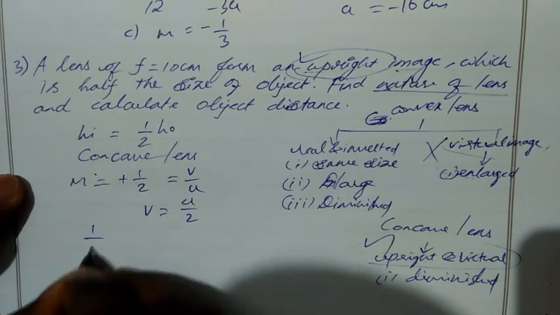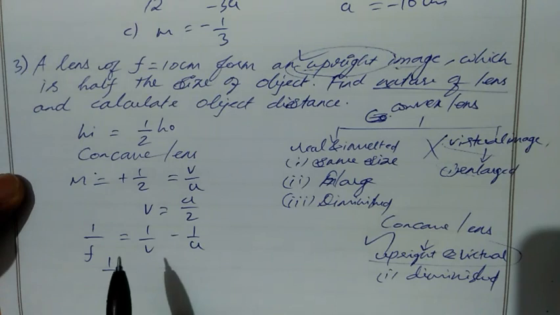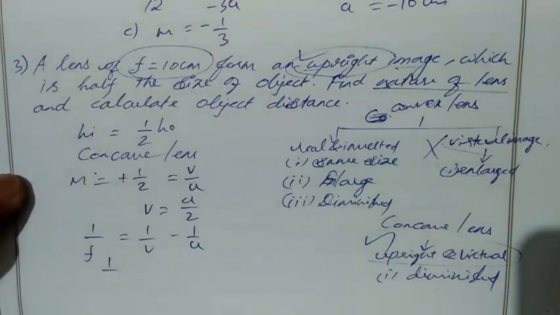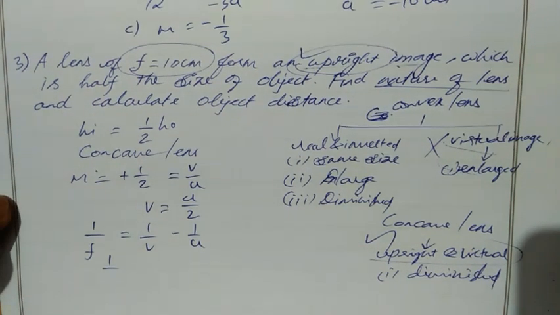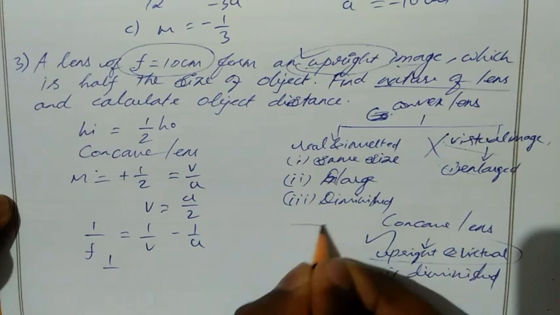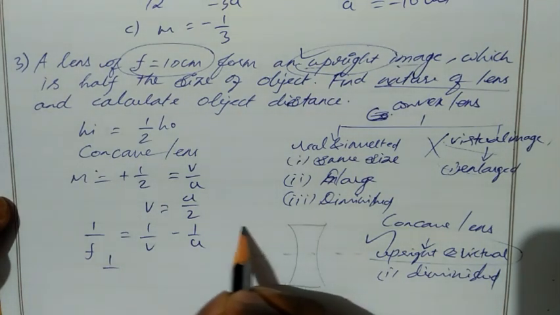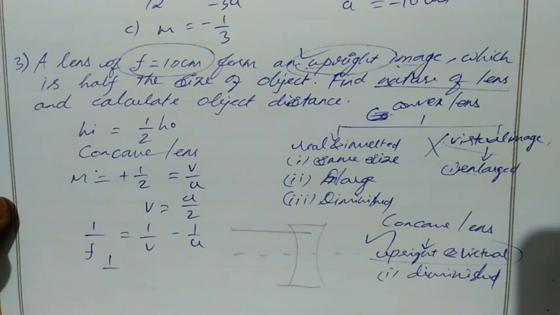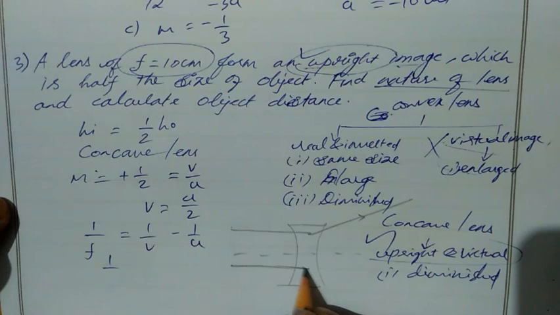Then take lens formula, 1 by f equal to 1 by v minus 1 by u. f is given, I think. Yeah, f is given, 10 centimeter. So for concave lens, where will f form? Think about it. For concave lens, we have something like this. If our rays are coming like this, after the refraction, they are diverged.